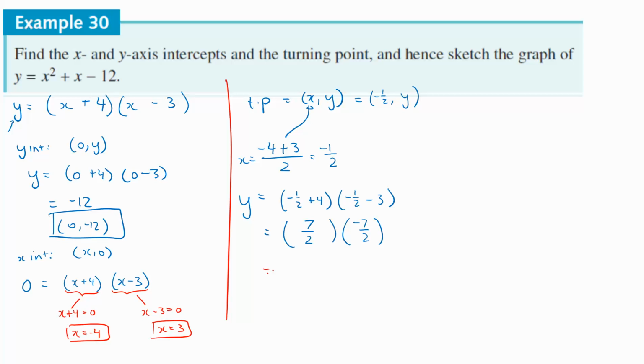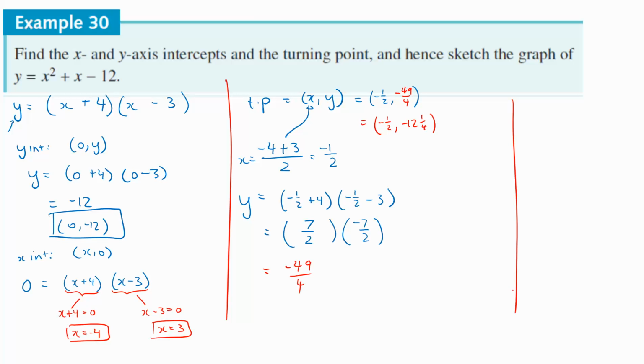So if you're struggling with it, practice it. So this gives you what? Negative 49 on 4. That means I now know the y coordinate is negative 49 on 4, which tells me it's negative half, and that's what? Negative 12 and a quarter. I'm just changing it to a mixed fraction so you know where it is.